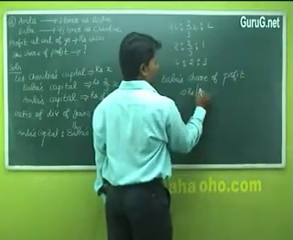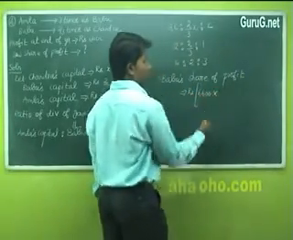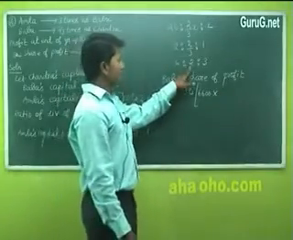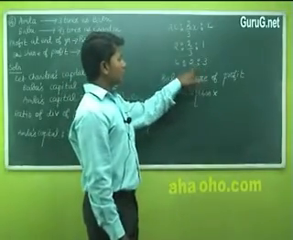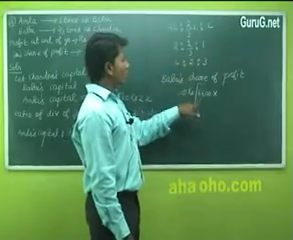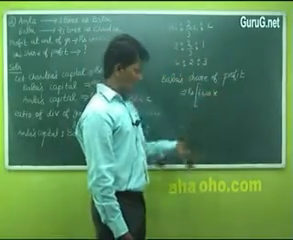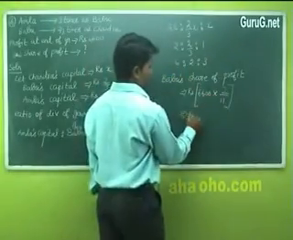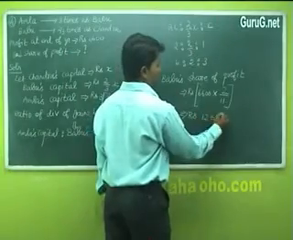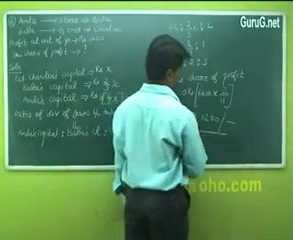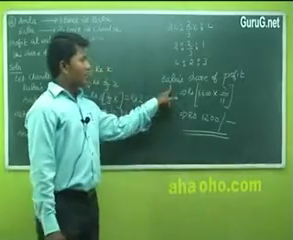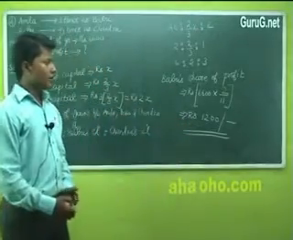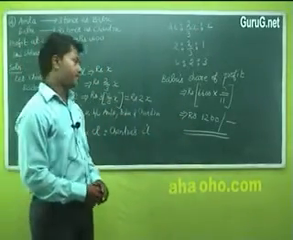Rupees. Total profit is 6,600. What is Babu's share? 2. What is the total number? 3 plus 2, 5 plus 6, 11. So 6,600 into 2 by 11. That is rupees 1,200. So Babu's share of profit is rupees 1,200.